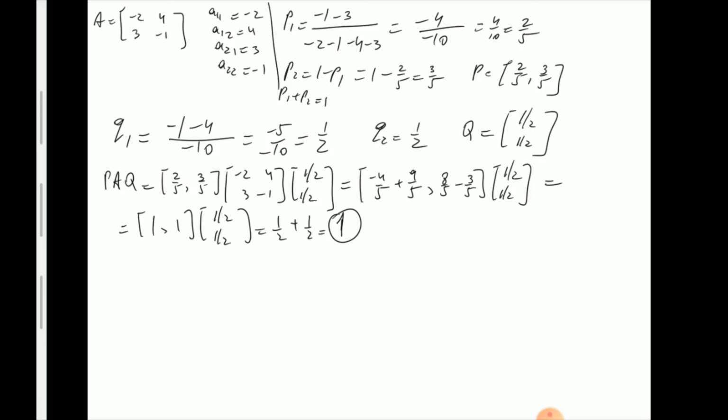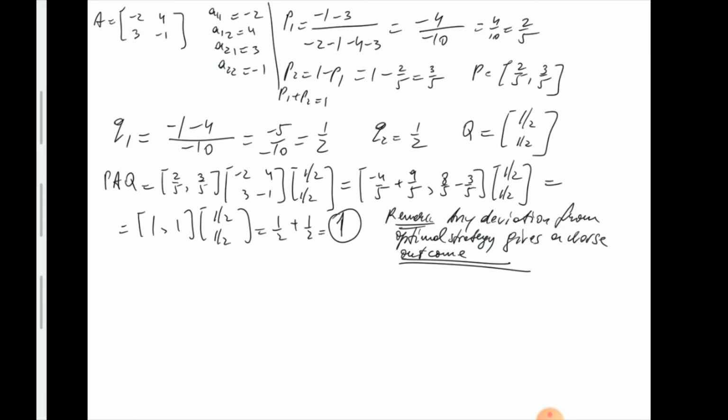The last remark I want to make is also important, so let's write it as a remark: any deviation from the optimal strategy gives obviously a worse outcome for that player. Because the value of the game is 1, any other strategy that player 1 uses, assuming player 2 continues with his optimal strategy, is going to result in a worse outcome for that player.